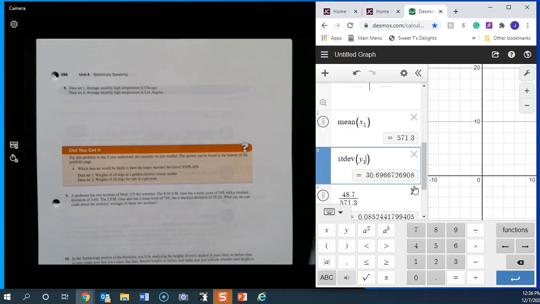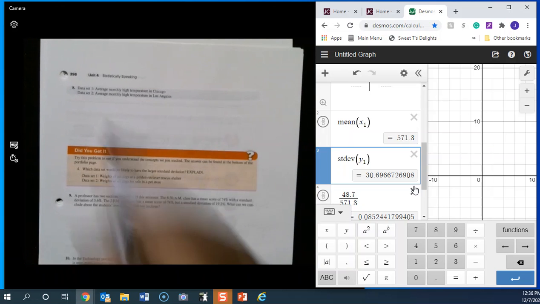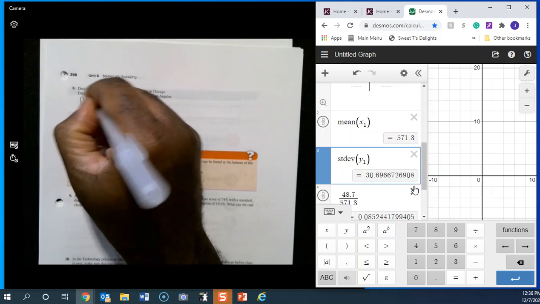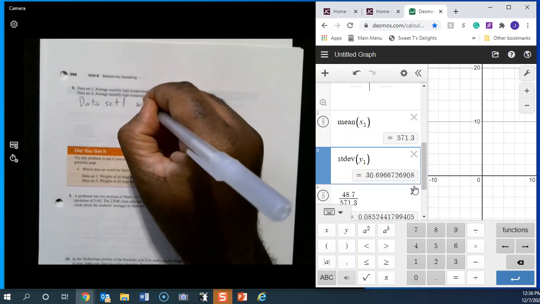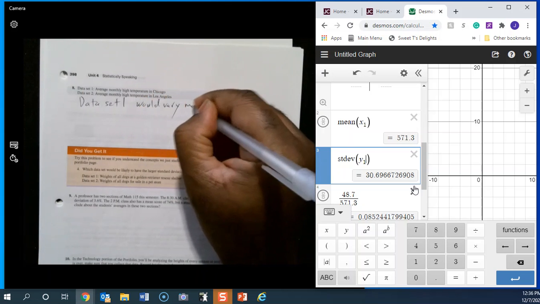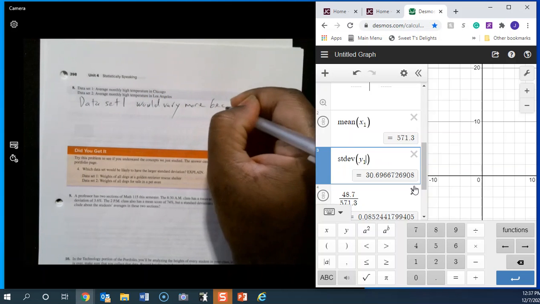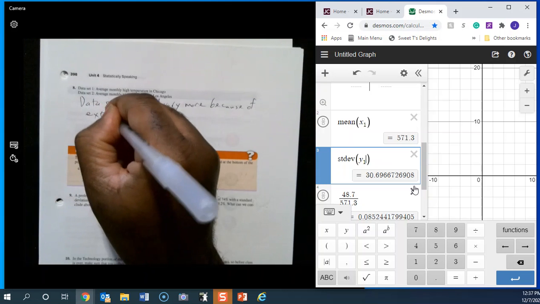Okay, number 8. Data set 1, average monthly high temperature in Chicago. Data set 2, average monthly high temperature in Los Angeles. Okay, now, data set 1 would vary more because of extreme temperatures.